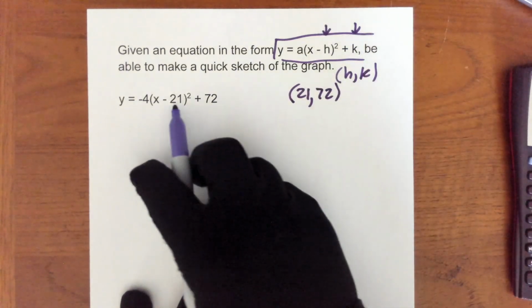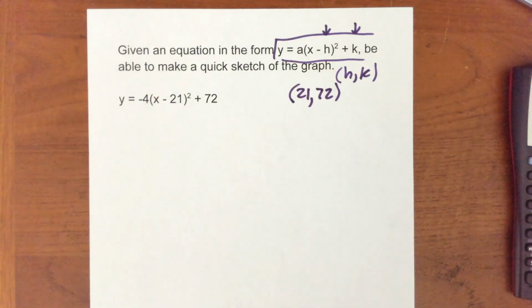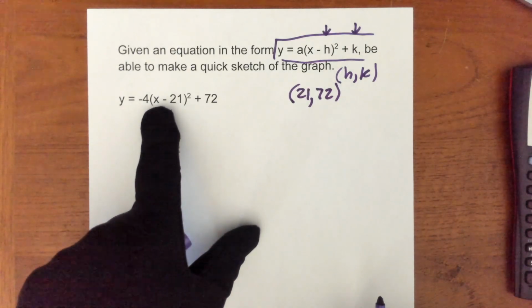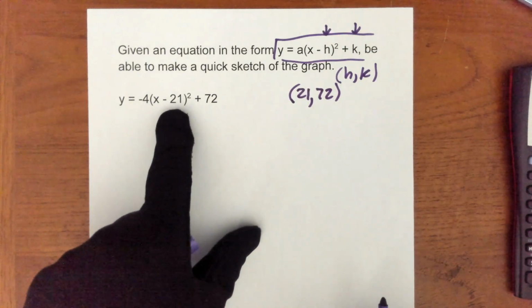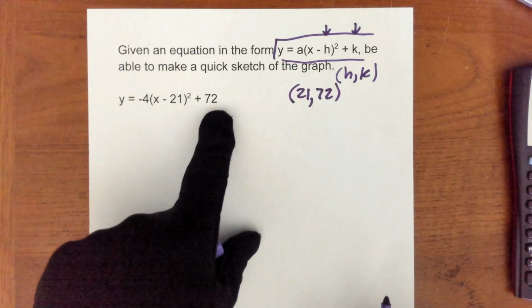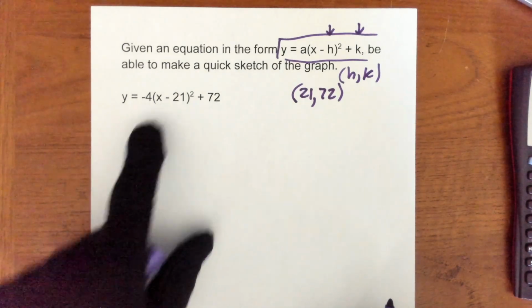(21, 72), right? The position of h, the position of k. (21, 72) is going to be a point on this graph, because if I put a 21 in here, 21 minus 21 is 0. 0 times 0 is 0. 0 times negative 4 is 0. 72 will be the y value when x is 21.